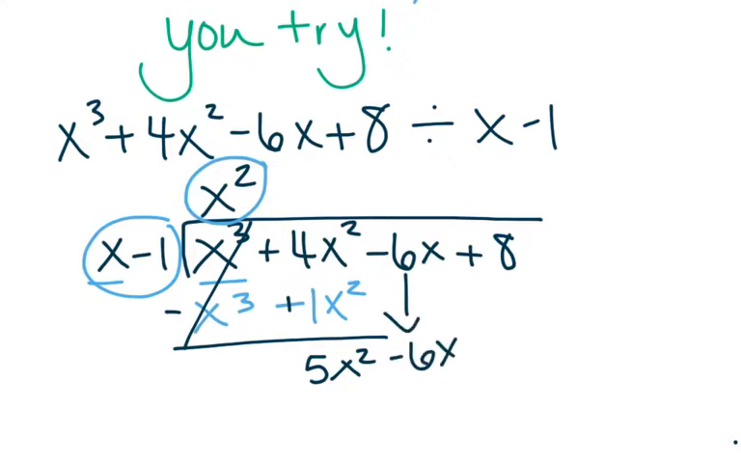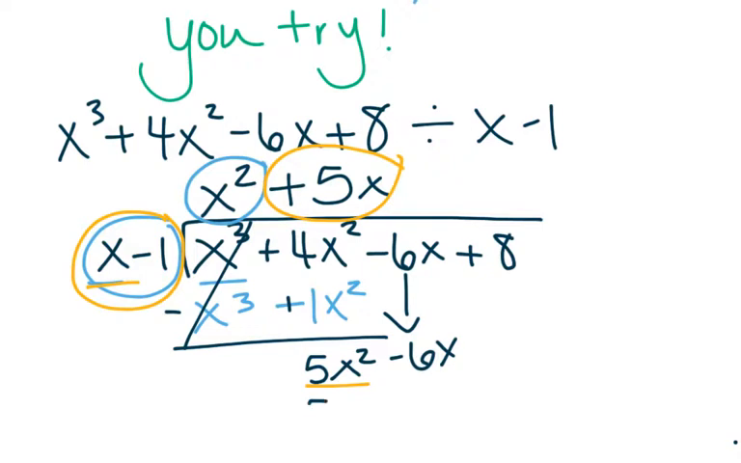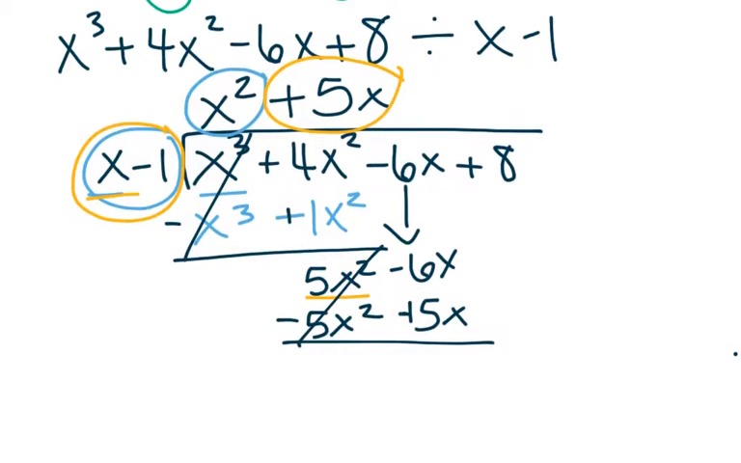Minus 6x. Now I'm going to look at these terms. The only thing I can multiply an x by to get 5x squared is a 5x. And now anything I write up top, I multiply by the divisor. 5x times x is 5x squared. 5x times negative 1, negative 5x. The part I just wrote, I'm going to change the opposite sign. This cancels out. Negative 6x plus 5x is a negative x.